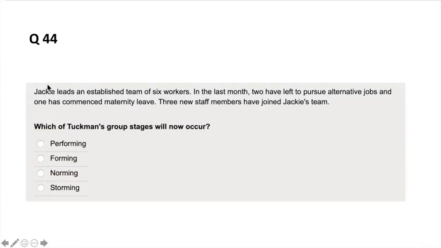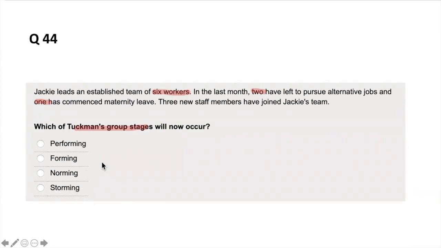Question number 44. Jackie leads an established team of 6 workers. In the last month, 2 have left to pursue alternative jobs and 1 has commenced maternity leave. 3 new staff members have joined Jackie's team. Which of Tuckman's group stages will now occur? So Tuckman has five stages, and here are 4 of them. We don't have all 5, but it doesn't matter.